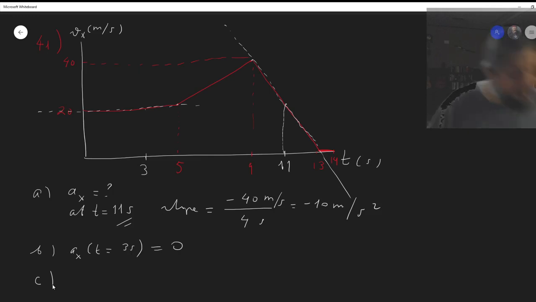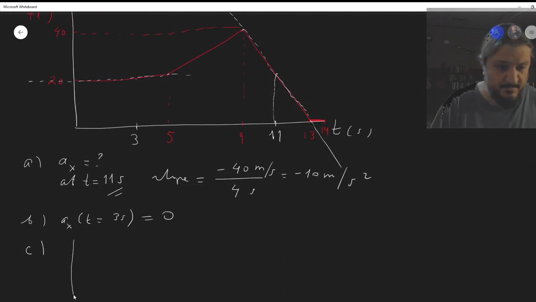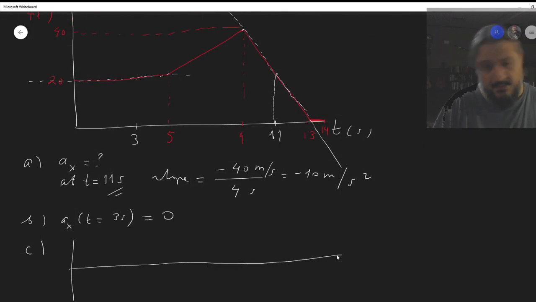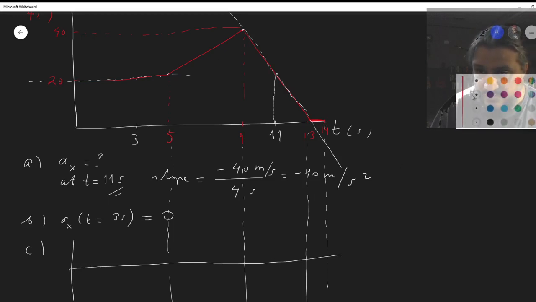C. Sketch a graph of a_x of t. Sketch a graph. Okay, I'm just gonna squeeze it here, but I want to align it. Okay, so 5 seconds is here, 9 seconds is here, 13 is here, 14 is here. So between 0 and 5, there's no acceleration. Okay, slope is 0. So let me use bold again here.